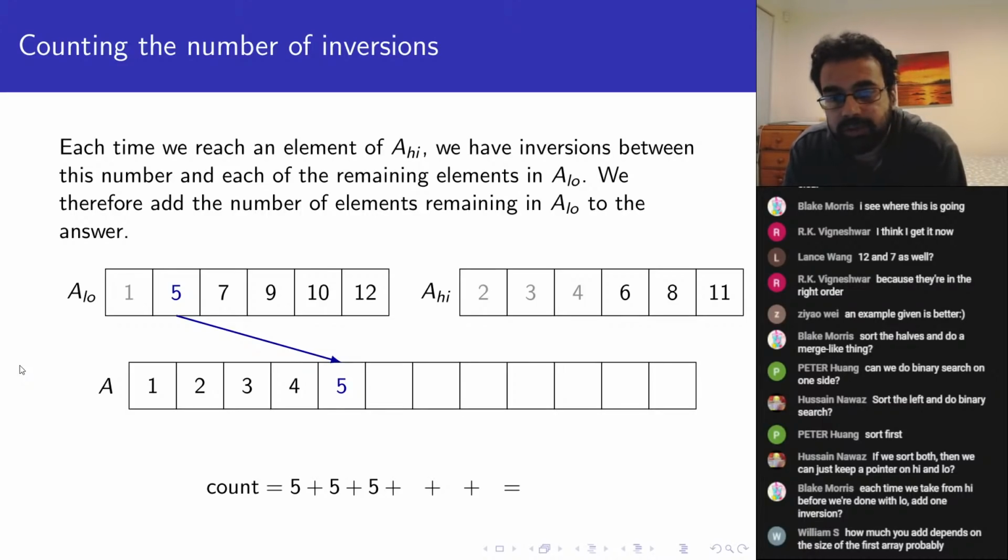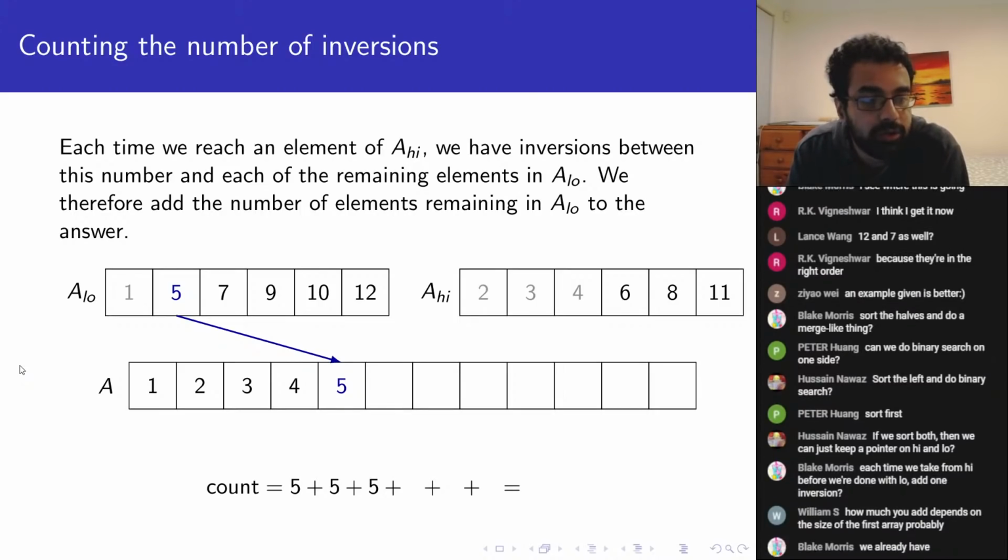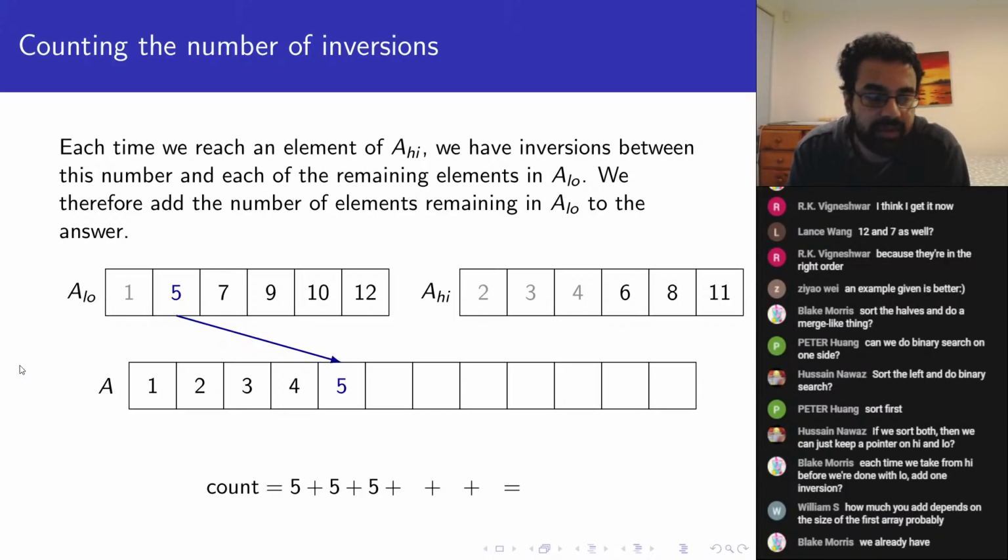5 is in inversion with 2, 3, and 4, but why are we not counting those? Why are we not counting the pairs 5, 2, 5, 3, and 5, 4 at this point? It's because we've counted them already. We counted the pair 5, 2 when we wrote number 2 into the second slot, so we don't need to double count it now. Yeah, Blake's exactly correct. So we don't add anything to the total here.